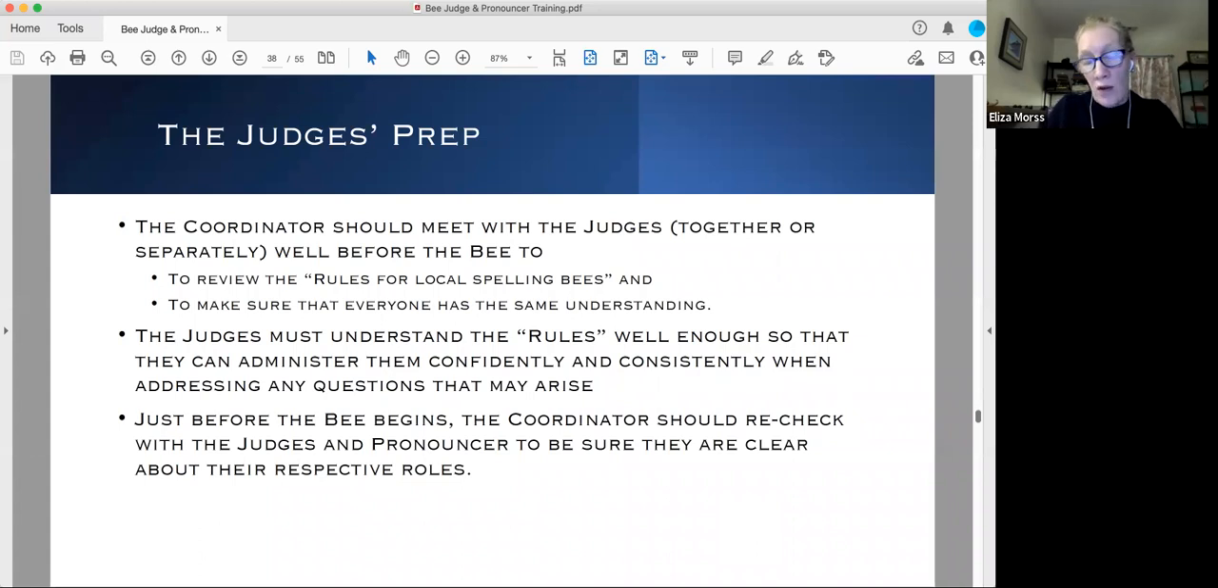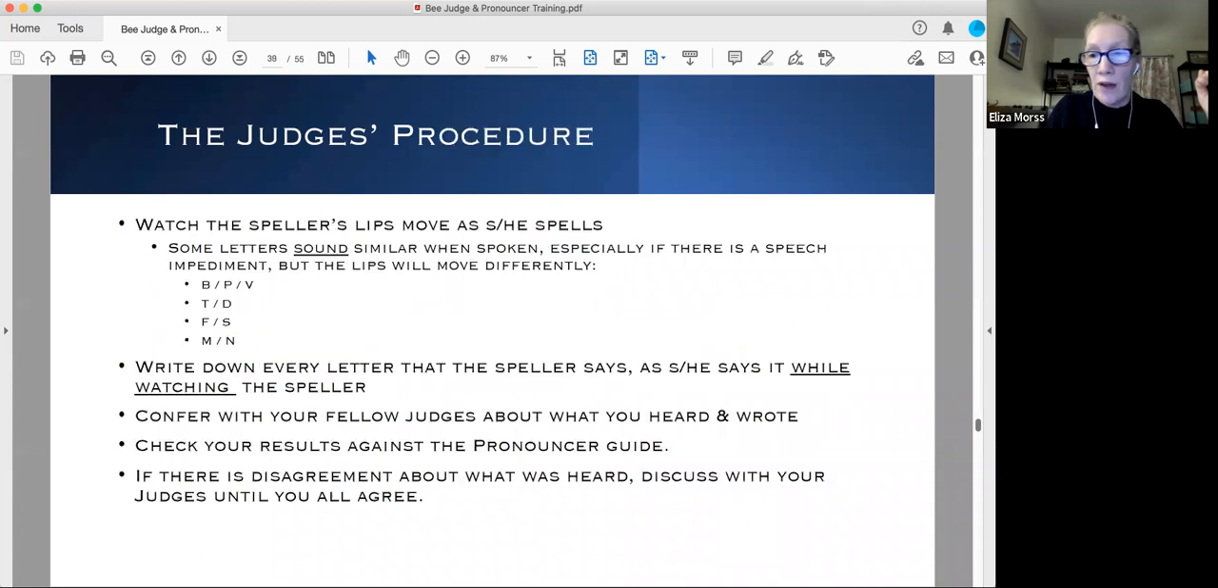The other thing that's also helpful is when the coordinator, the MC, gives that intro speech and goes over the rules, it's a refresher for the officials as well. But make sure your happiest bees run when your officials know what they're doing, obviously.